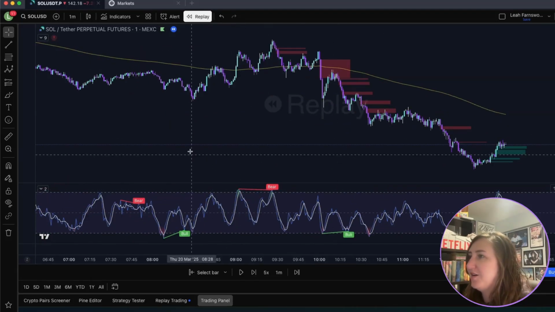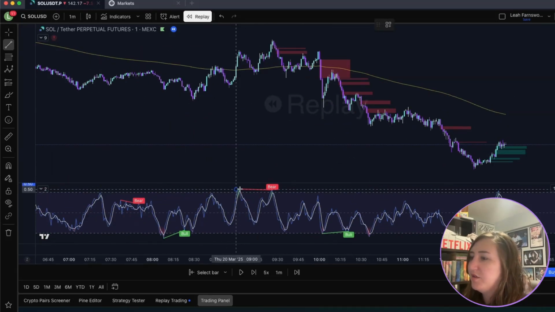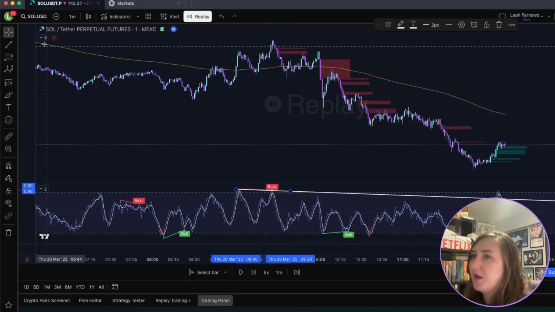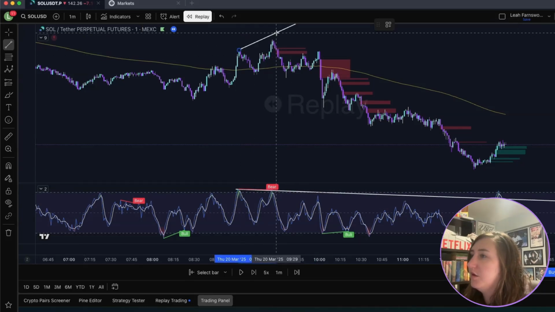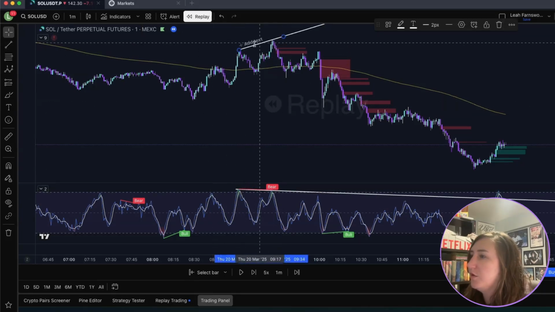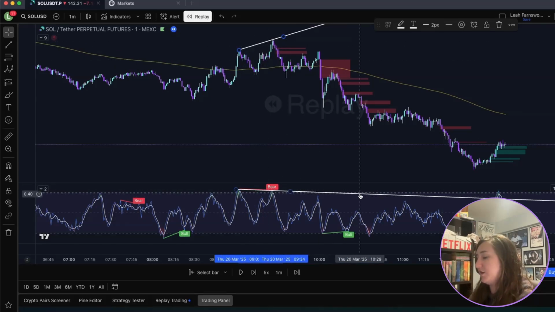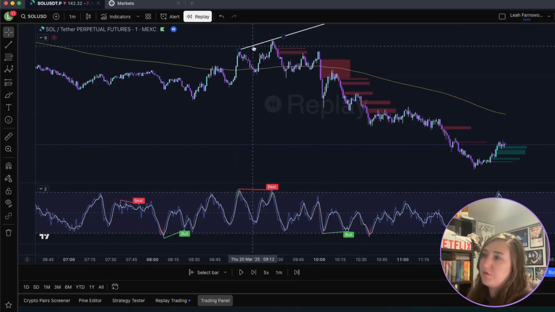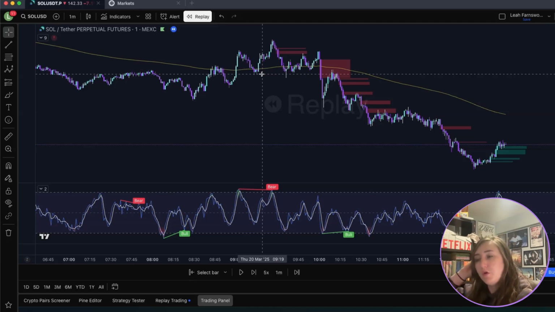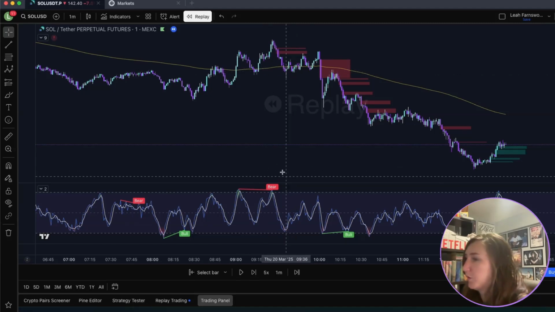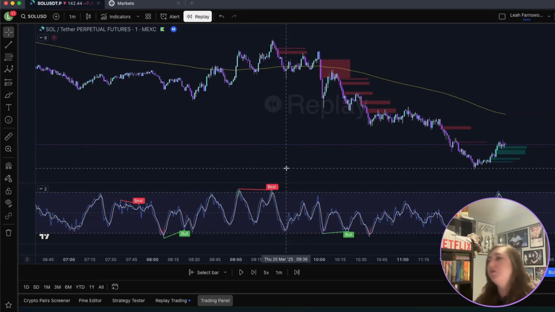So here it says bear, right? A divergence is this: we almost made a double top here, while the indicator is going upward. So this is different than this, indicating a divergence, or we could see a turn to the downside. That is not necessarily always true, so don't just enter when you see a bear divergence. That's not always going to be the case.